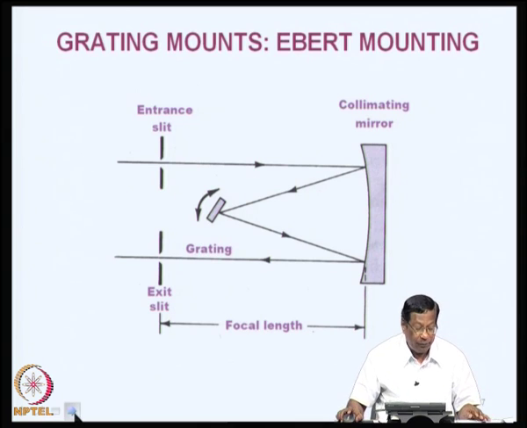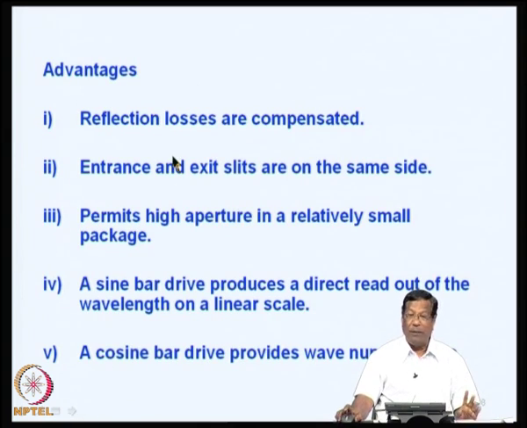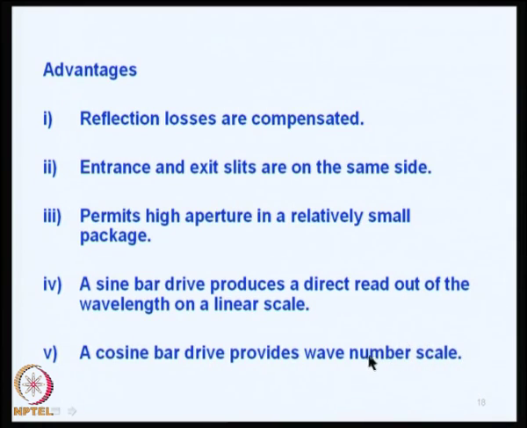Now, you can see the advantages. Only one mirror we are using, therefore, reflection losses are less. Entrance and exit slits are on the same side, that means this will result in a compact instrument if you use Ebert mounting, and this permits high aperture in a relatively small package. A sine bar drive produces a direct readout of the wavelength on a linear scale. As I have told you, with a grating you will always get a linear scale. A cosine bar drive provides the wave number scale. This will be useful more in the infrared spectrum rather than the UV visible spectrum, where we use the wave numbers.